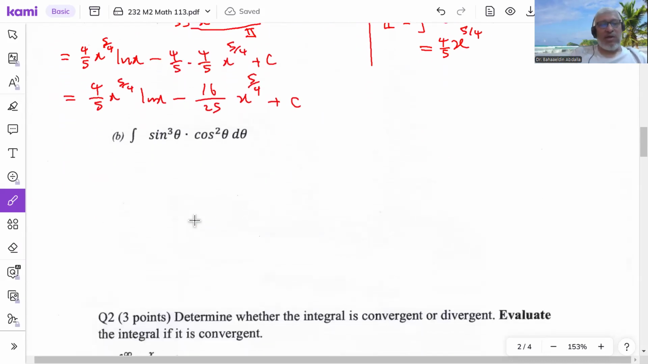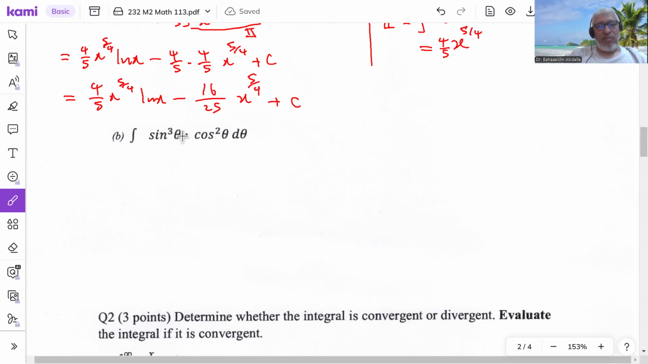The second integral, I have sine cube times cosine square. This is a technique. We have how to deal with sine to the power n times cosine to the power m. Also tan to the power n times secant to the power m. You can check that in the videos.